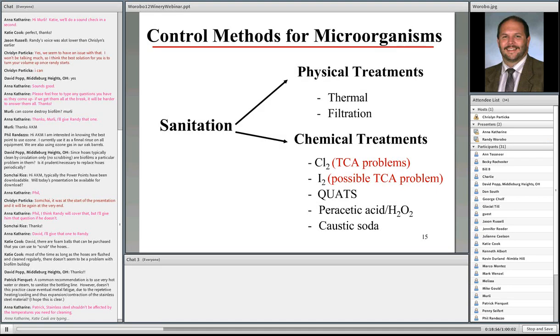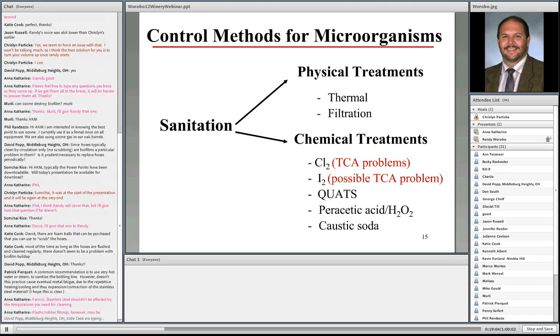And here's just a list of the most common chemical treatments. Chlorinated compounds were widely used in the wine industry 10 years and longer ago, simply because it's broad spectrum, it's very effective, and it's cheap. However, the use of chlorine can result in the formation of trichloroanisols in the finished wine, and because of this, chlorine has been avoided.